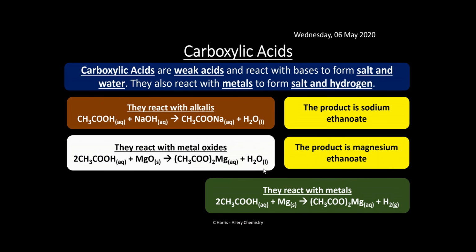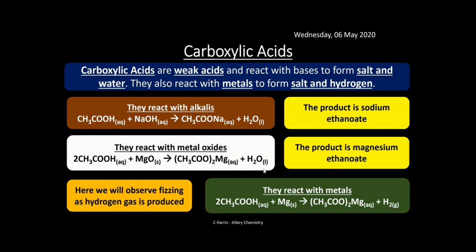And then obviously the final one is they do react with metals and they form hydrogen. So it's acid plus metal forms salt plus hydrogen. Again, we will see fizzing because we've produced hydrogen gas. And you might remember that you can test for hydrogen gas by putting a lighted splint over the test tube and you get a squeaky pop if hydrogen is being produced, because hydrogen is incredibly flammable.